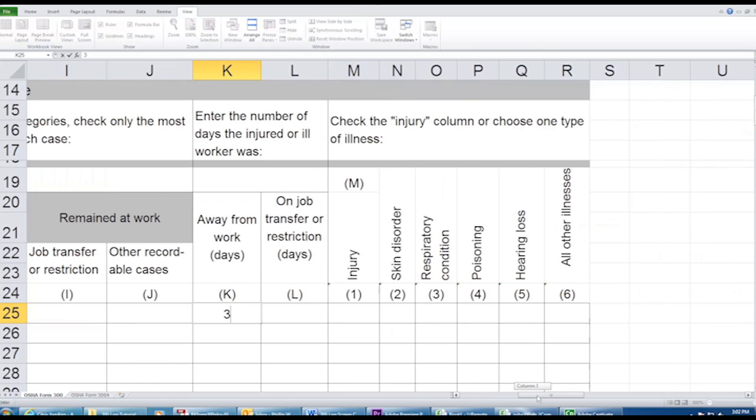The next block classifies what type of incident we're dealing with here. Was it an injury, a skin disorder, a respiratory condition, poisoning, hearing loss, or any other illness? Carbon monoxide poisoning is what we're dealing with here, so we'll enter this as poisoning.